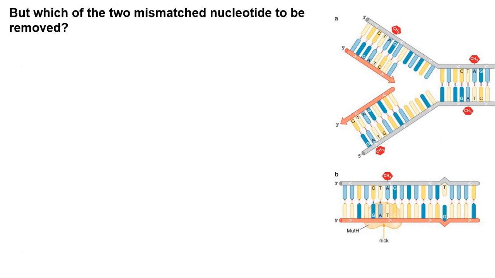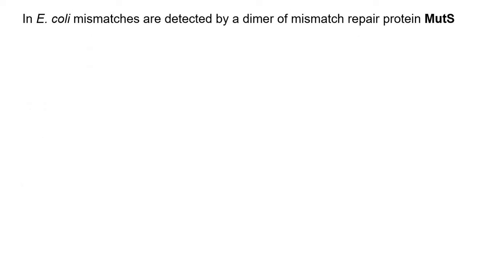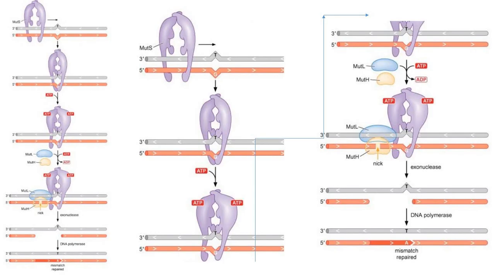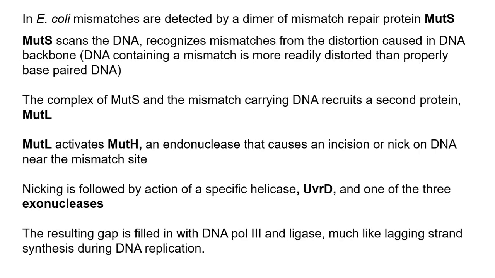Just like the DNA replication. But how does the E. coli cell know which of the 2 mismatched nucleotides to be removed? Remember in this example here, if we go back to this slide, this could be either of these, could be the incorrect one, the T or G, right? But how does E. coli know which one to cut?